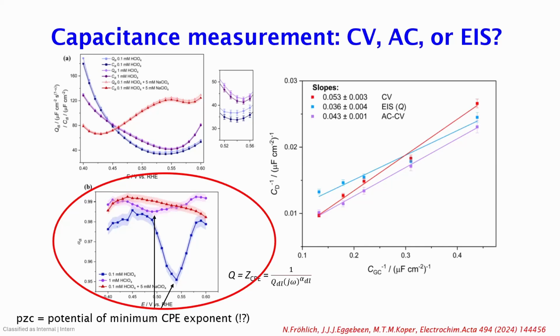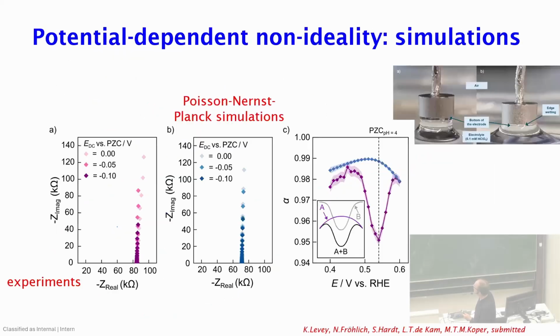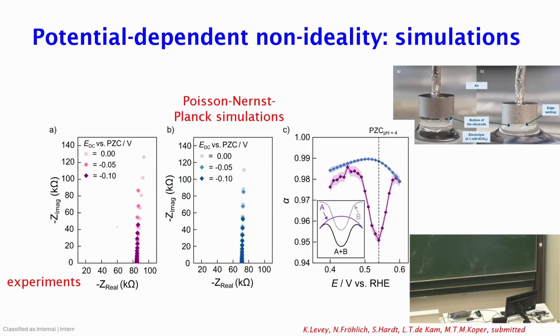We also did some simulations, because you can model this using, for example, COMSOL, with Poisson-Nernst-Planck simulations. If you do this for a flat surface that is perfectly embedded without any side effects, you see the most ideal behavior at the potential of zero charge. Then as you move away from the potential of zero charge, things start to become non-ideal, especially at low electrolyte concentrations, due to the limited mobility of the ions. So this is what the COMSOL simulations predict, which is exactly opposite to what we see.